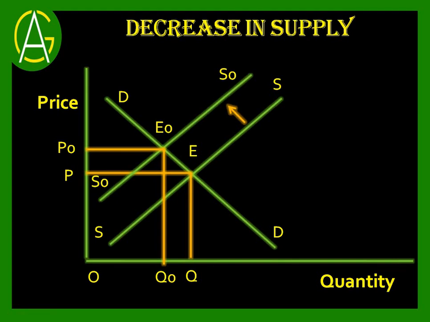The question can be given like this: when there is a decrease in the supply and no change in demand, what will be the effect on equilibrium price and equilibrium quantity? The answer is very simple. Equilibrium price will increase and equilibrium quantity will decrease.